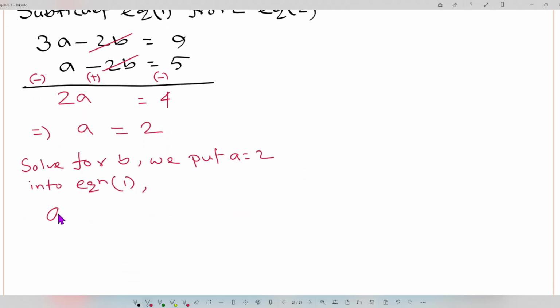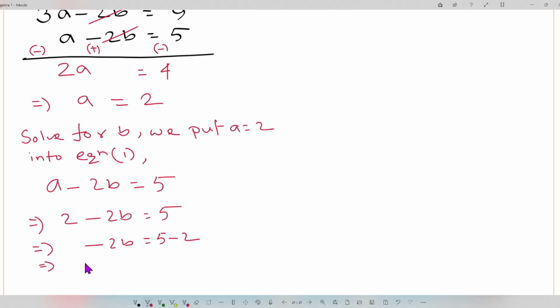So here is a minus 2b equals to 5. A means 2, so here is 2 minus 2b equals to 5. Then minus 2b equals 5 minus 2, right? Then minus 2b equals to 5 minus 2 is a 3. Okay, then we can divide both sides by minus 2. So b equals to minus 3 by 2. So minus 3 by 2 means minus 1.5.